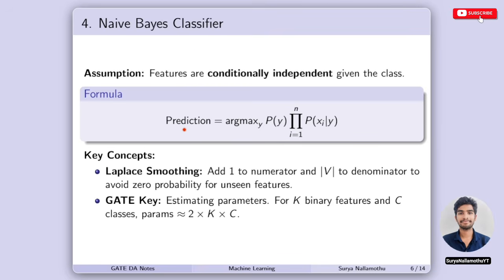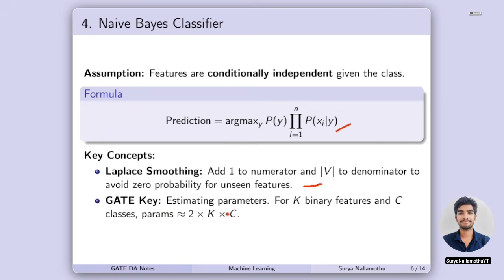Next, the Naive Bayes classifier. This is the formula for the Naive Bayes classifier, and its assumption is that the features are conditionally independent given the class. It means the features are conditionally independent given the classes. Key concepts: Laplace smoothing, add 1 to the numerator and mod v to the denominator to avoid zero probability for unseen features. It helps further smoothing the values in that position.